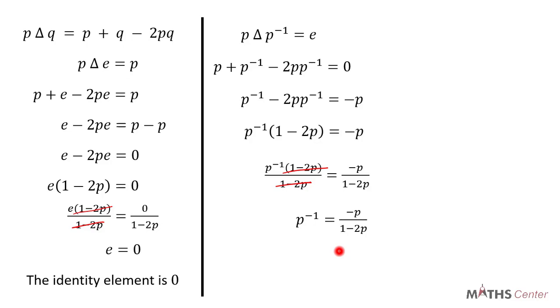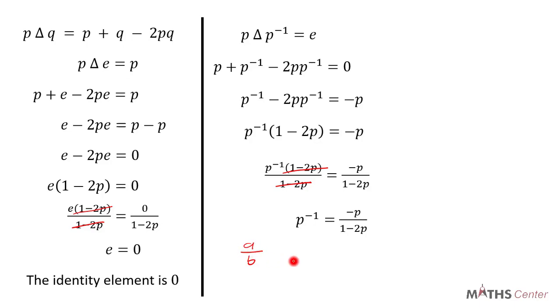Now the question says that we should find the element which has no inverse, which means that we should find the element which will make this inverse function undefined. From our lesson on algebraic expressions, we learned that if you have a fraction of the form A divided by B, the fraction will be undefined when the denominator is equal to 0.